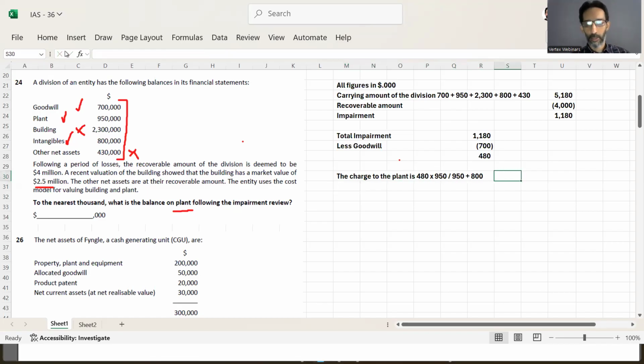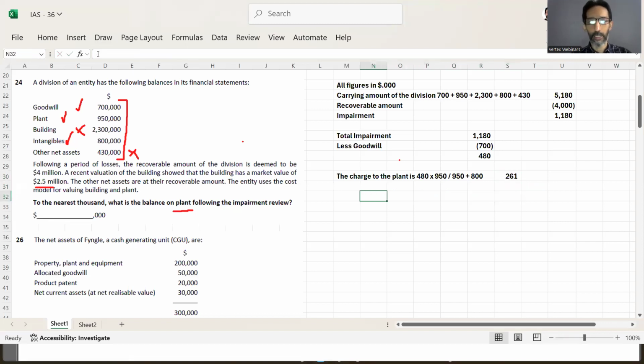So let's calculate the value here. Let's sum up 950 and 800. That sums up to 1750. Now we can do the calculation: 480 multiplied by the value of plant, divided by 1750. The answer that we get, the charge for the plant, is 261. So let's write 261 here.